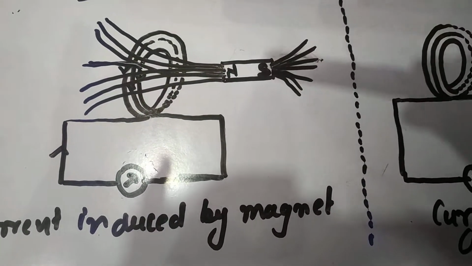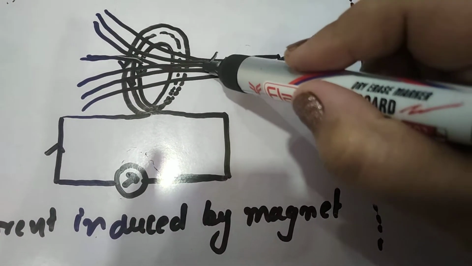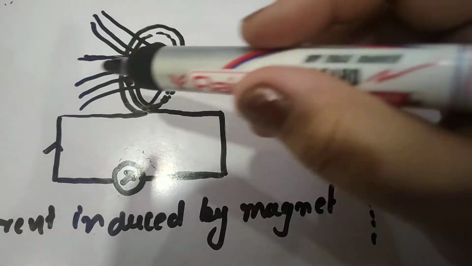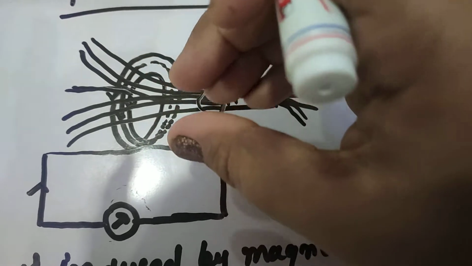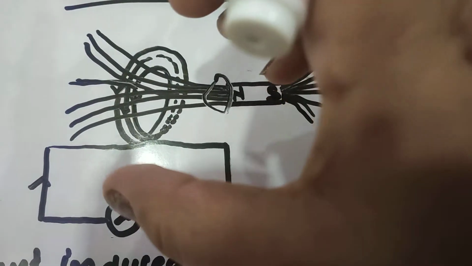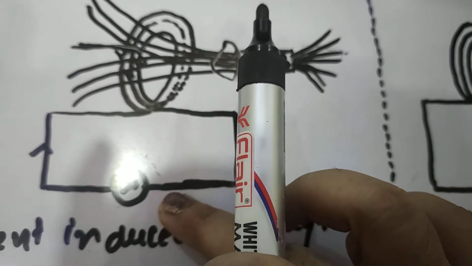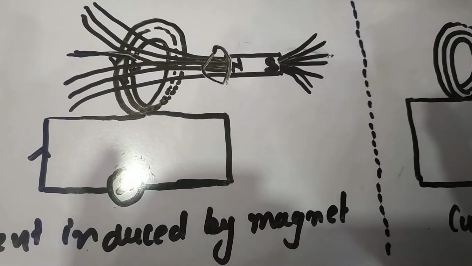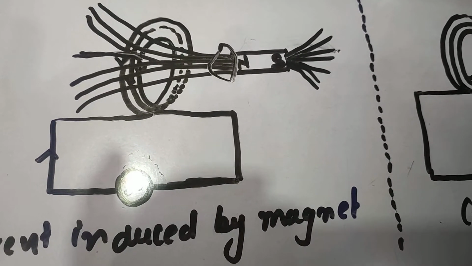Since we know that the strength of flux lines, or strength of magnetic field, is maximum near the poles, and it goes on decreasing as we move further away, when we are taking this magnet toward the coil, it means we are increasing the strength of magnetic field lines inside this coil. Since the strength is increasing and the galvanometer is showing deflection, it shows that change in strength of magnetic field is producing current or EMF.